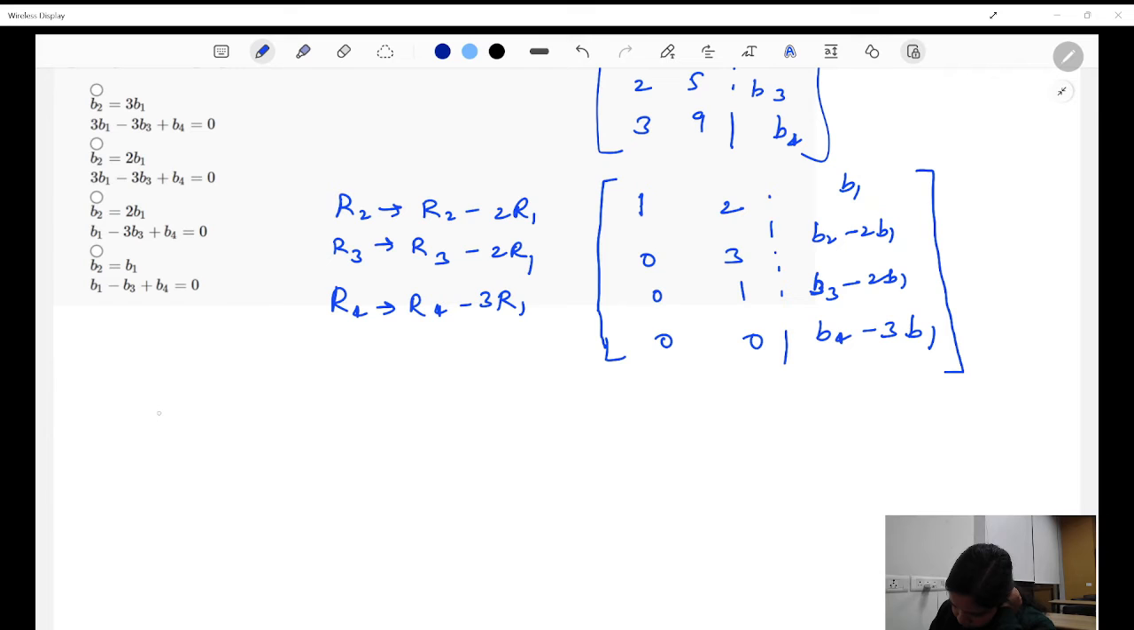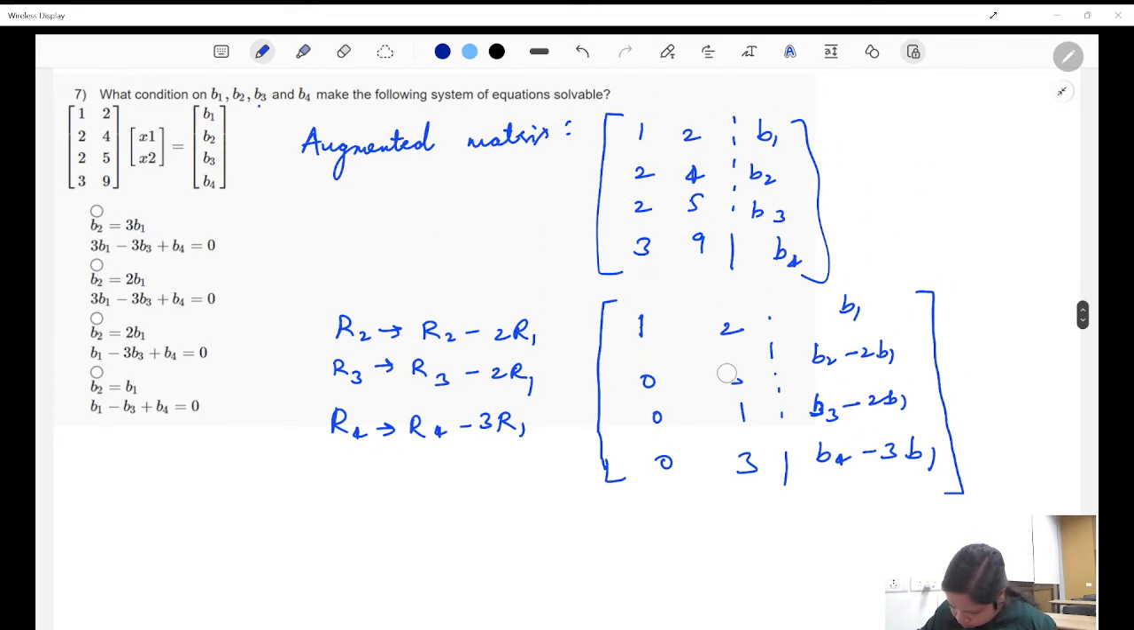Ma'am, last row, second number is not 0, right? 9 minus 3 into 2 is 3. R4. Yes, thank you for correcting. And I think there is a problem here also. This should also be 0, right? R2 minus 2 R1. Yes. Thanks.